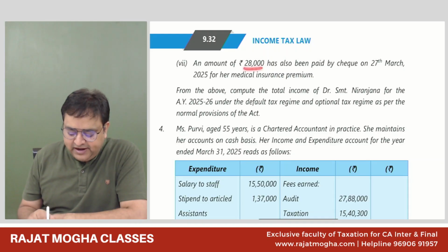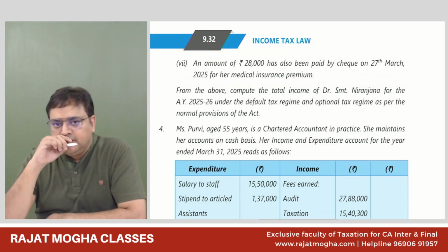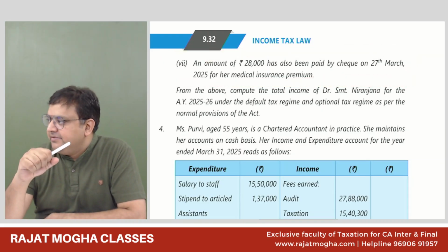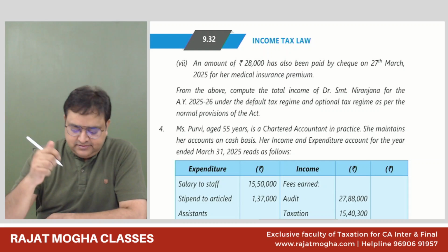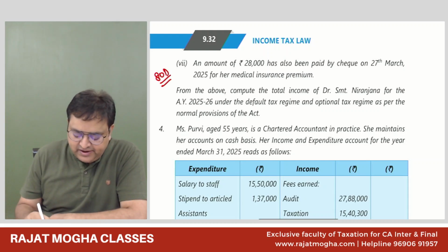An amount of 28,000 has also been paid by check on 27th March 2025 for her medical insurance premium. So medical insurance premium, tell me where we'll get this deduction. For medical insurance premium, 80D. So this is deduction under 80D. We'll get this deduction. 28,000, can we get it?